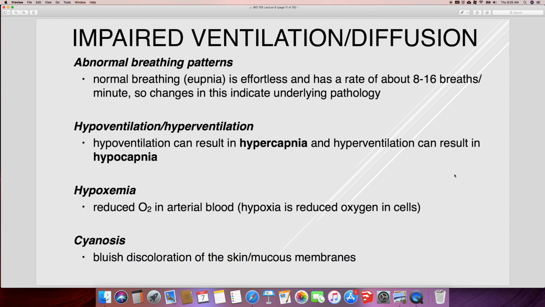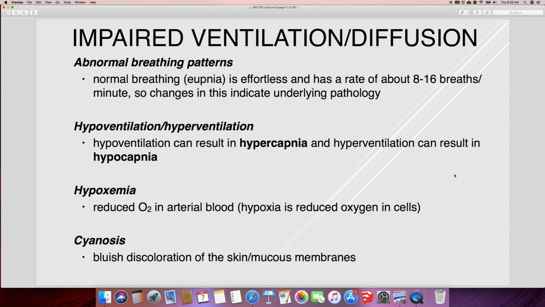So some general manifestations of impaired ventilation and diffusion. Obviously abnormal breathing patterns. Anything outside of eupnea, which is normal breathing, can indicate pathology. Hypoventilation and hyperventilation. Hypoventilation can result in hypercapnia, which is basically increased CO2 in the blood. And hyperventilation can result in hypocapnia, which is low CO2 in the blood.